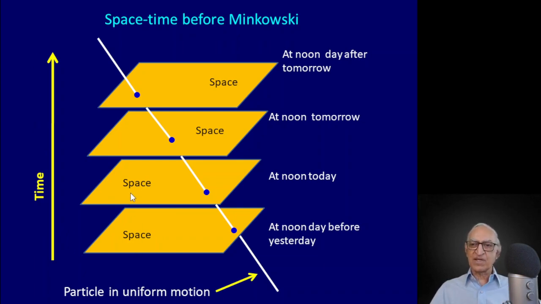These are sections of space at various times. For example, if there is a particle moving in that direction, then the particle was here in space at that x and y coordinate at noon day before yesterday. It was over here at noon yesterday. It'll be here at noon tomorrow, and it'll be here at noon day after tomorrow. So this was the notion of space-time. Space-time was simply space plotted against time.